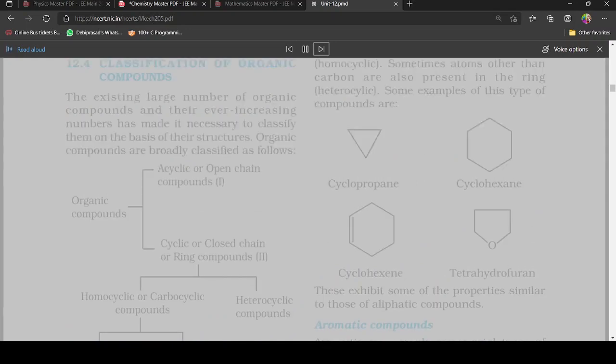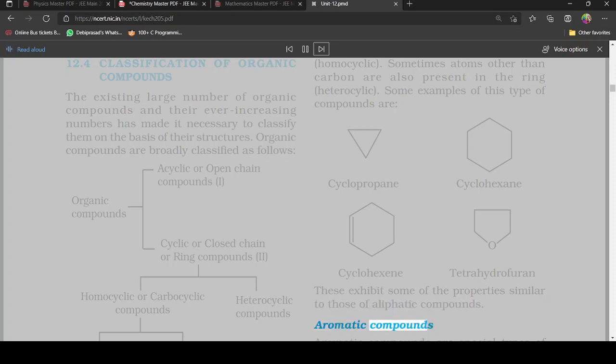Homocyclic. Sometimes atoms other than carbon are also present in the ring. Heterocyclic. Some examples of this type of compounds are cyclopropane, cyclohexane, cyclohexene, tetrahydrofuran. These exhibit some of the properties similar to those of aliphatic compounds.